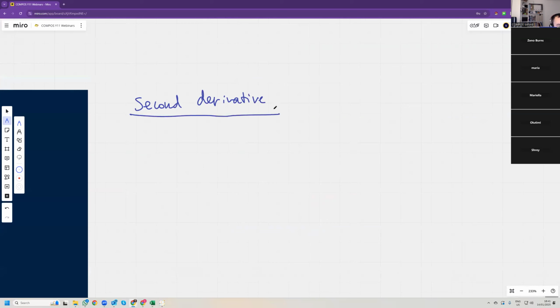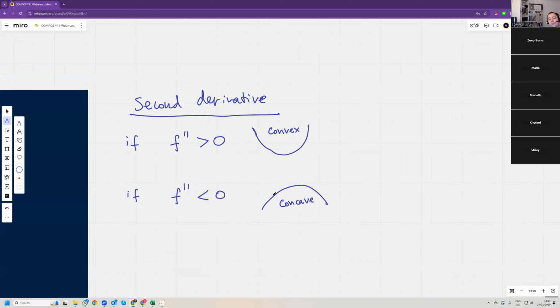So if the second derivative is positive, then the function is convex. If the second derivative is less than 0, the function is concave. What does a convex function mean? Well, first of all, if you draw a chord, the chord would be above the line. Whereas here, the chord would be below the line.